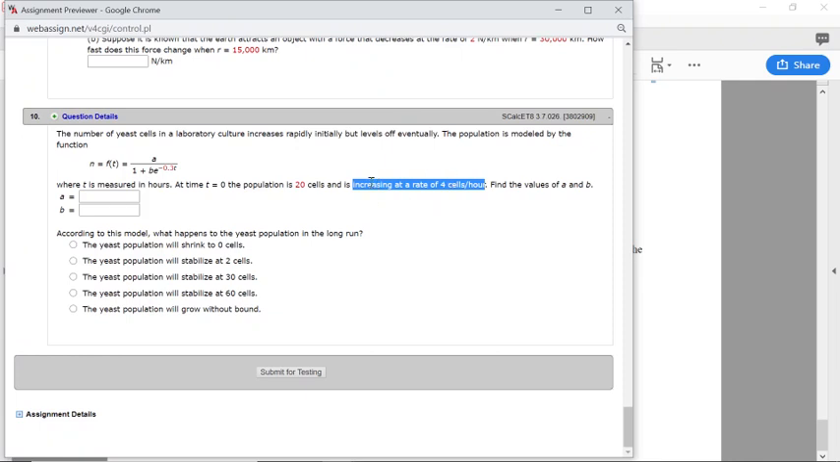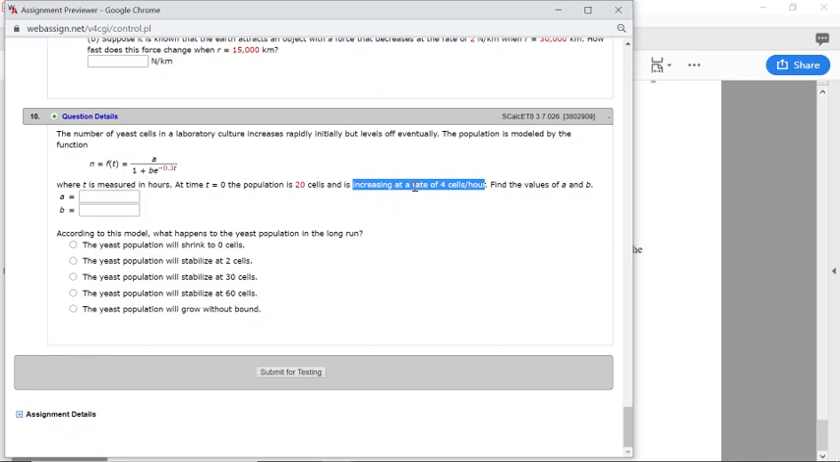What does that seem to indicate? We have a rate of change. Increasing means that the output of the derivative would be positive. So it's increasing at 4 cells per hour. Then the derivative of this function would have to equal positive 4 when the input is 0. If it were decreasing at a rate of 4 cells per hour, then we would want the derivative of this model to equal negative 4, because the words indicate that by saying increasing or decreasing.